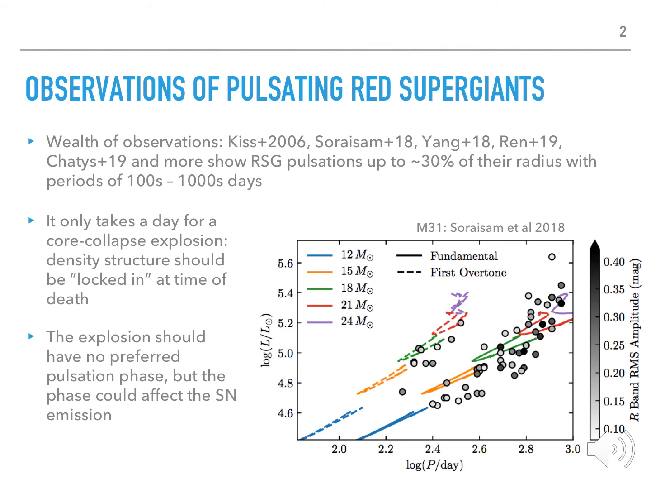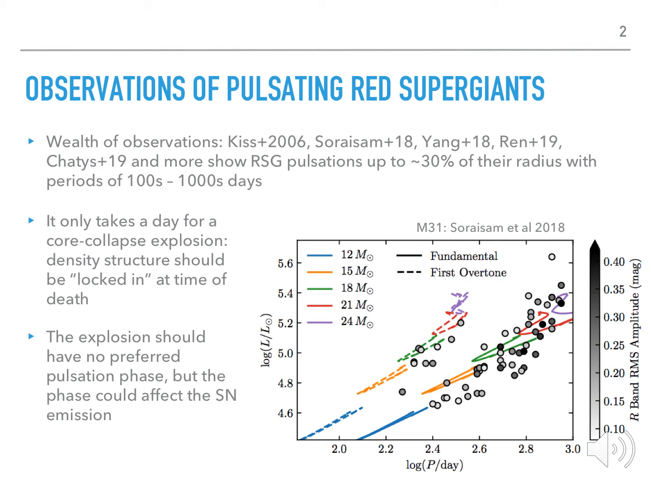However, the concept of a singular red supergiant radius for a given star is complicated by the fact that many of these stars have been observed to pulsate up to 30% of their radius, with periods of hundreds to thousands of days, as seen in the lower right-hand plot from M31 from Monica's paper in 2018.